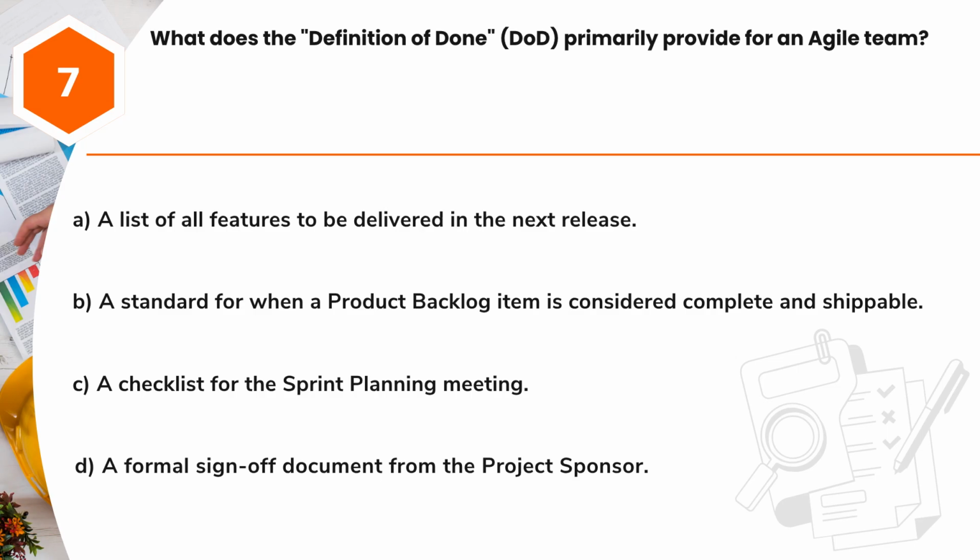Question 7. What does the definition of done, DoD, primarily provide for an Agile team? A. A list of all features to be delivered in the next release. B. A standard for when a product backlog item is considered complete and shippable. C. A checklist for the sprint planning meeting. D. A formal sign-off document from the project sponsor.